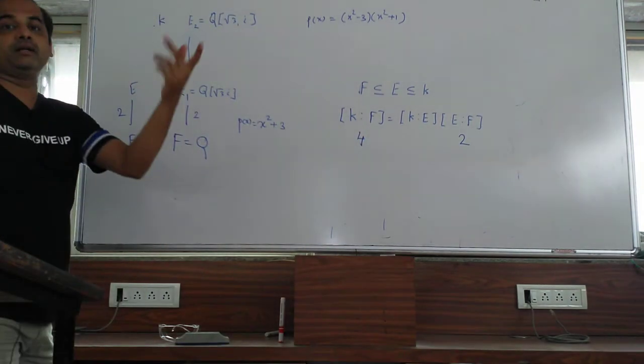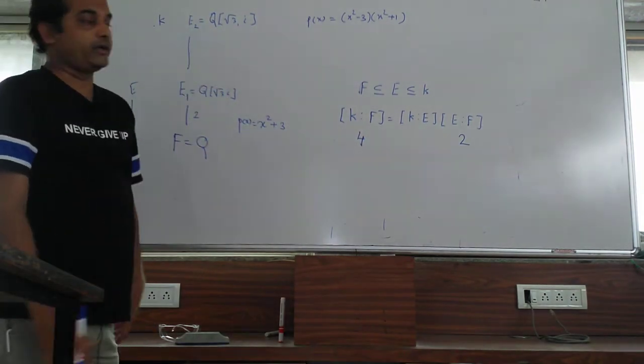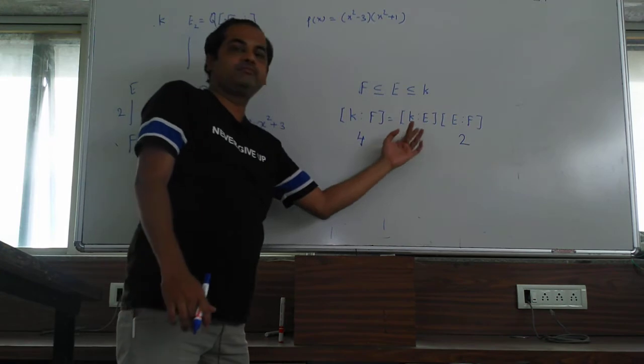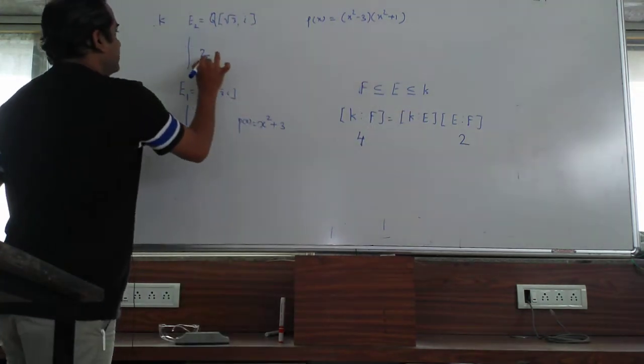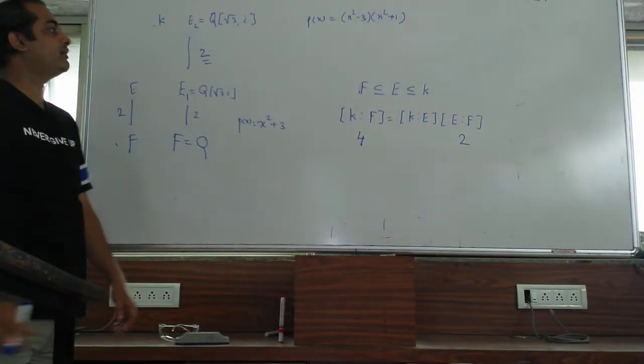So this is another idea for how to find it in between. This is 4, this is 2. You get it? So this has to be 2. So the degree of extension is 2.